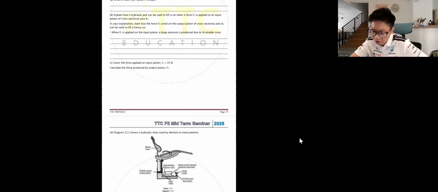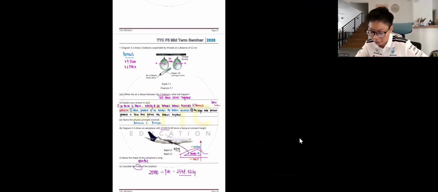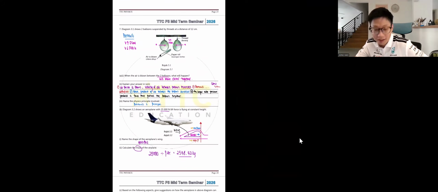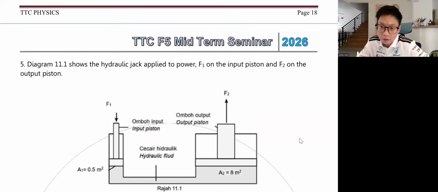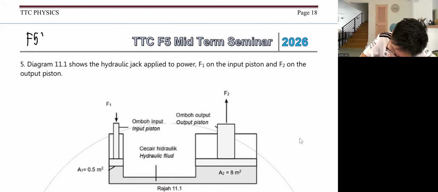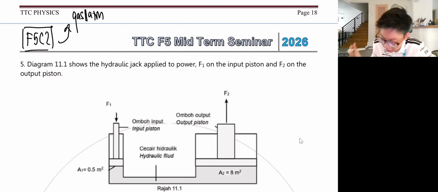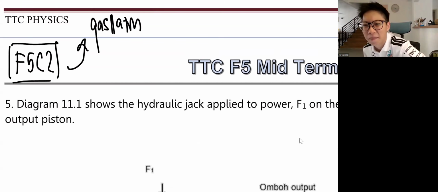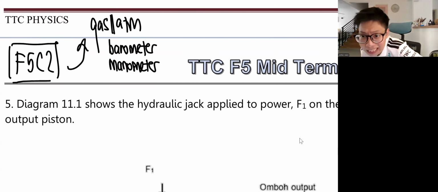Okay, come on, let's go. Okay, guys, I'm actually just left with this part and the whole entire Bernoulli principle. So we're going to do our writing now. Now for Form 5 Chapter 2 Pressure. Usually we always have those gas atmospheric pressure. Hey, please go study gas atmospheric pressure lah. So which means that you also need to know how to do your barometer. You also need to know how to do your manometer.